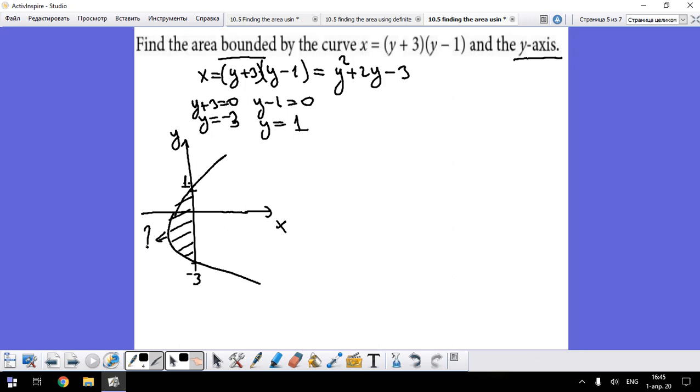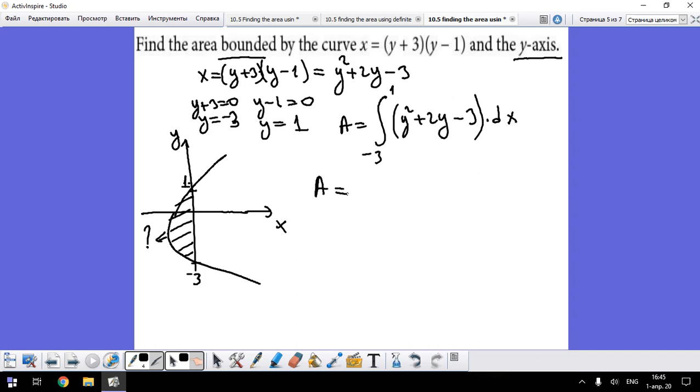So how to find this again? The area, we should use the definite integral. So the area should be the integration of these numbers with respect to y, from minus 3 to 1. Again, the function is y squared plus 2y minus 3, dy, and the area should be this.